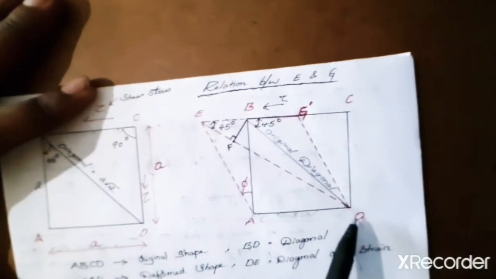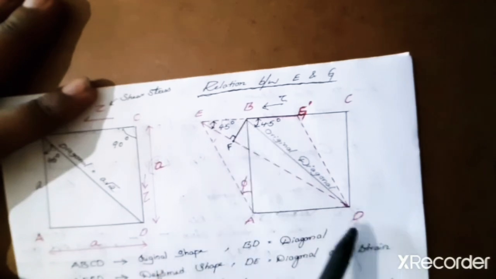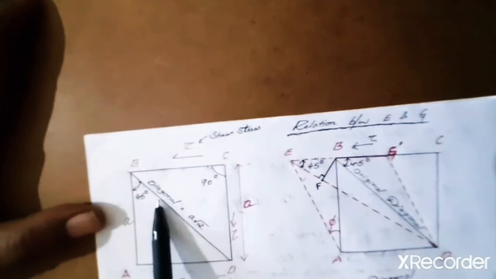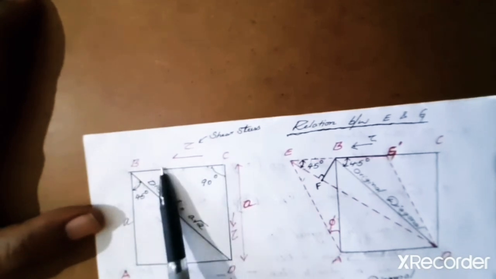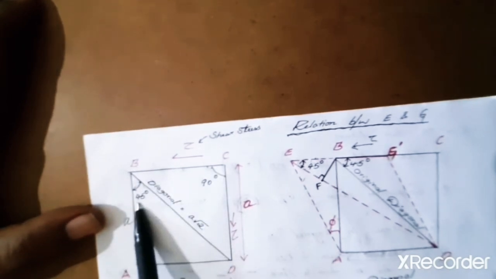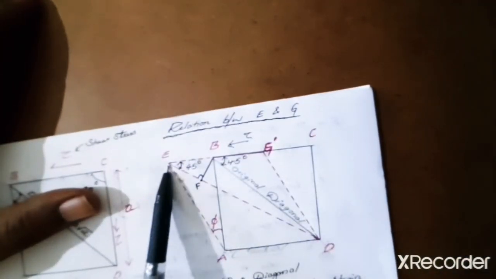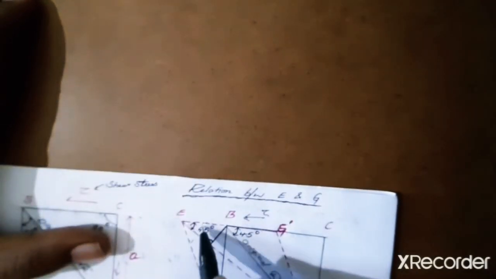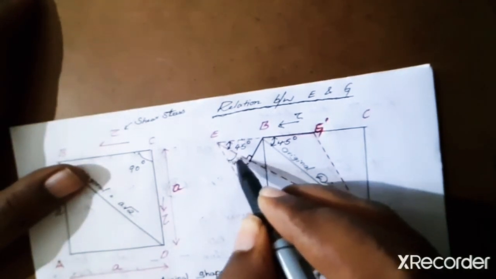Initially DB is the diagonal, but after deformation DE is the diagonal. As you can see in this figure, a diagonal divides the angle between the sides exactly in half, right? So if this is 90, the angle between this diagonal and this side is 45. Therefore, DE is the diagonal, and the angle between this and this is 45 degrees.